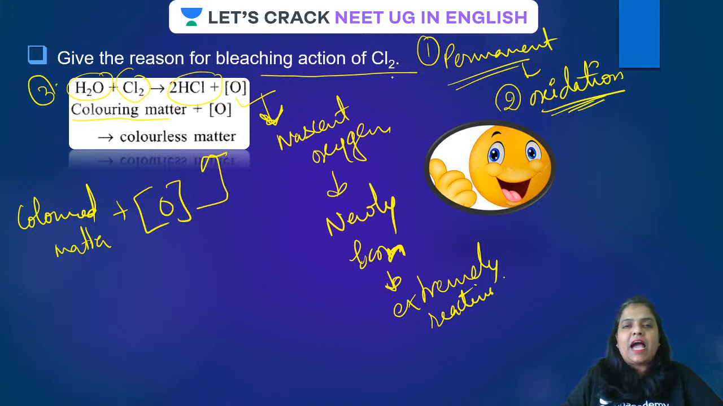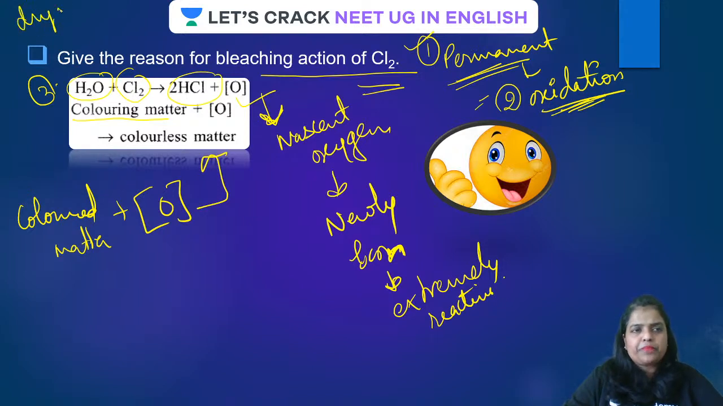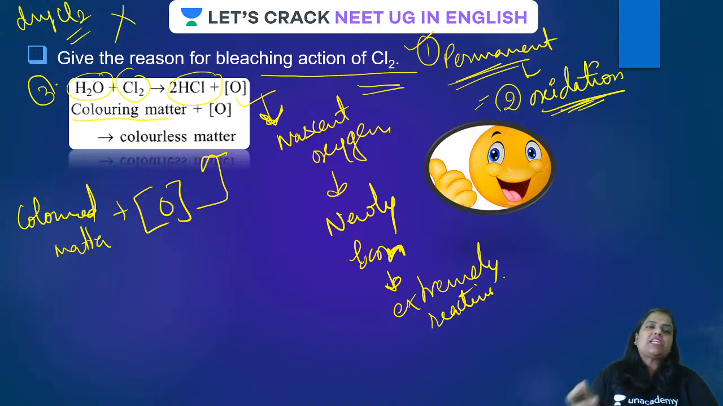Give the reason for bleaching action of chlorine. First of all, under this, we must know that bleaching action of chlorine is permanent. Then, secondly, it is done by oxidation. Third, the reaction. Always remember, dry chlorine is not going to bleach, guys. Okay, is that clear? You will have to dissolve it in water. Bleaching powder gives chlorine gas, and that reacts with water, which gives HCl and nascent oxygen. Nascent oxygen means newly born oxygen, which is extremely reactive, and that reacts with colored matter. On oxidation, it turns into colorless matter.